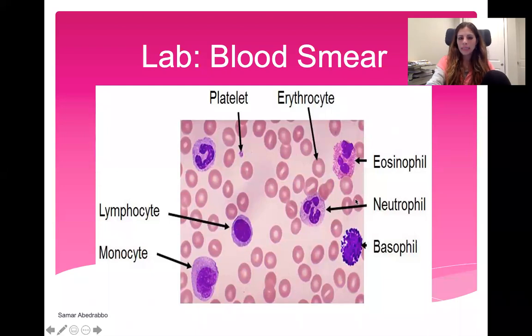Here in this blood sample, we see red blood cells called erythrocytes, the different types of white blood cells called leukocytes, and then here's a platelet.